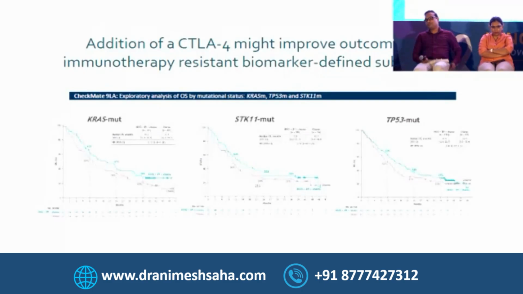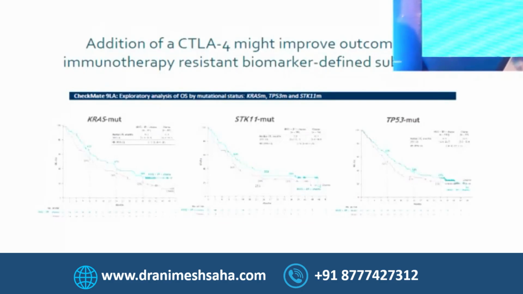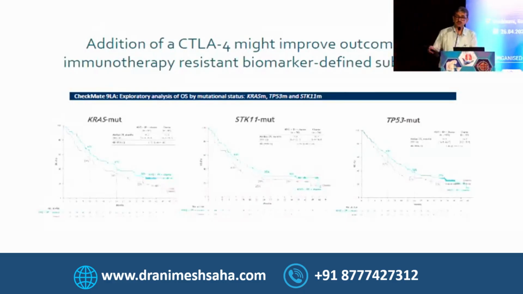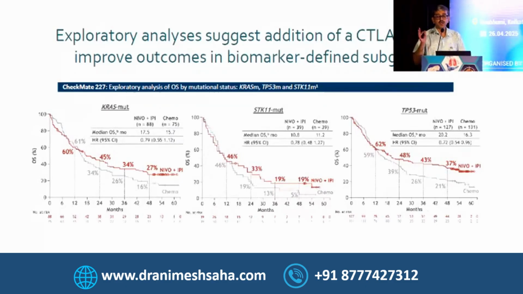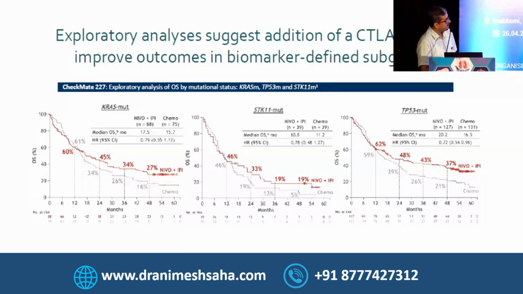Absolutely correct, my colleague, that if this kind of co-mutation was there, we have to deal with anti-CTLA-4. It was tested and the trial is also going on. I am going into this part. Also, the CheckMate 227 exploratory analysis of biomarker-defined subgroups, those who are particularly resistant to immunotherapy, showed that they are doing very well with the Nivo-EP combination.